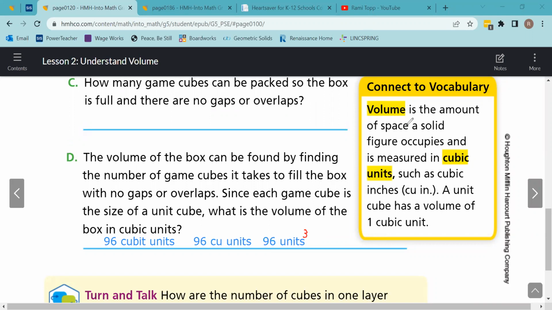Here's our vocab. Volume is the amount of space a solid figure occupies and is measured in cubic units. A unit cube has the volume of 1 cubic unit. So area is how much area is covered, and the volume is how much space something takes up. You guys are cruising right along.